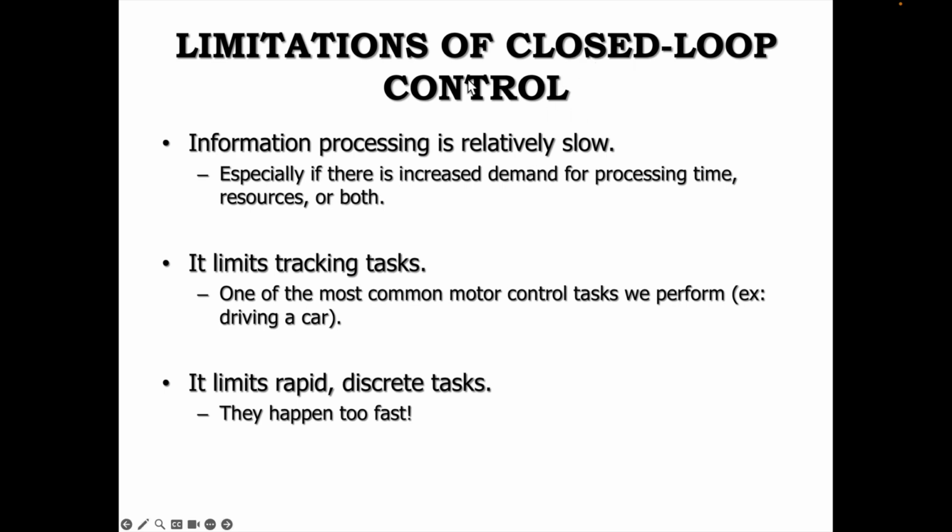As I mentioned previously, the closed-loop control system is relatively slow, and it's especially slow if a large amount of time is needed to process all the information, or if we have high demand for different resources, or both. Number two, closed-loop control systems limit tracking tasks, meaning that one of the more common motor control tasks we perform, like driving a car, is considered a tracking task. In addition, it's limited in rapid discrete tasks. They happen too fast. So again, closed loop control systems are great for slow movements.